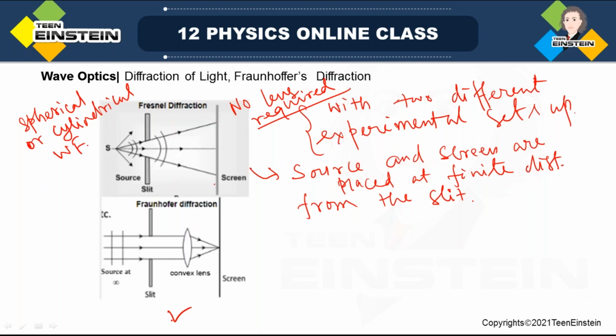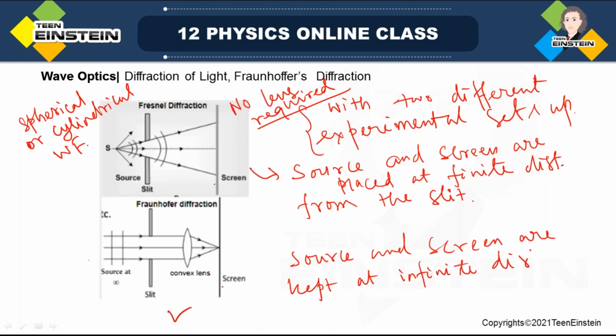But in the Fraunhofer diffraction, the source as well as the screen are kept at infinite distance. At least the source you have to keep at infinite distance or at a very, very long distance. So both source and screen are kept at infinite distance from the slit.